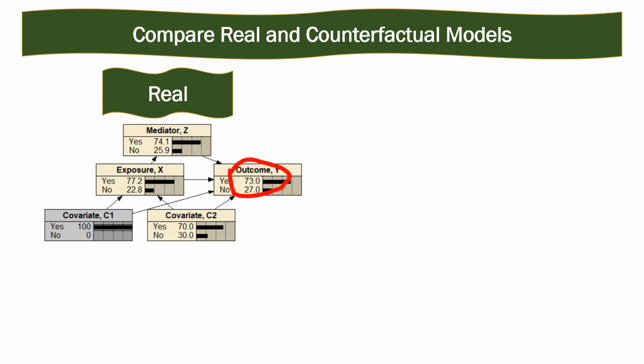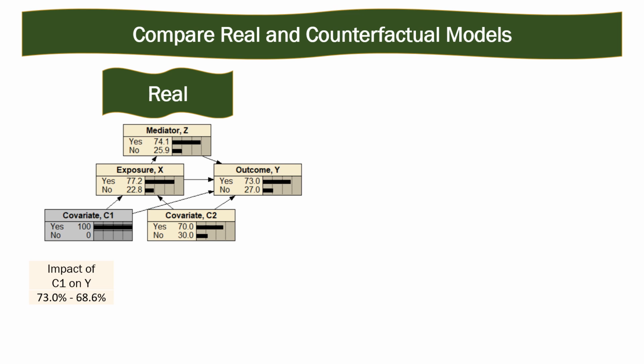So in our real model, we could examine the effect of changes in C1 on the outcome Y. Here, for example, when C1 is present, the outcome Y has 73% chance of being present. But when C1 is absent, the outcome Y has 68% chance of being present. So the change in C1 leads to 73% minus 68% change in Y.